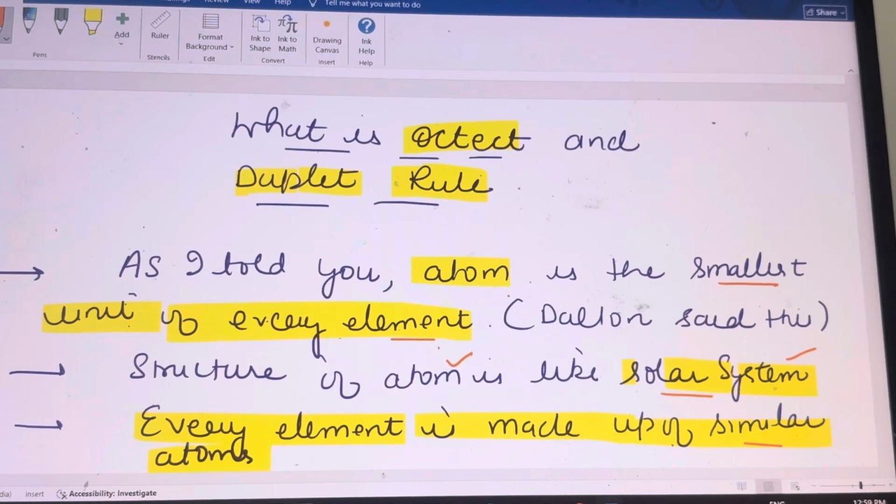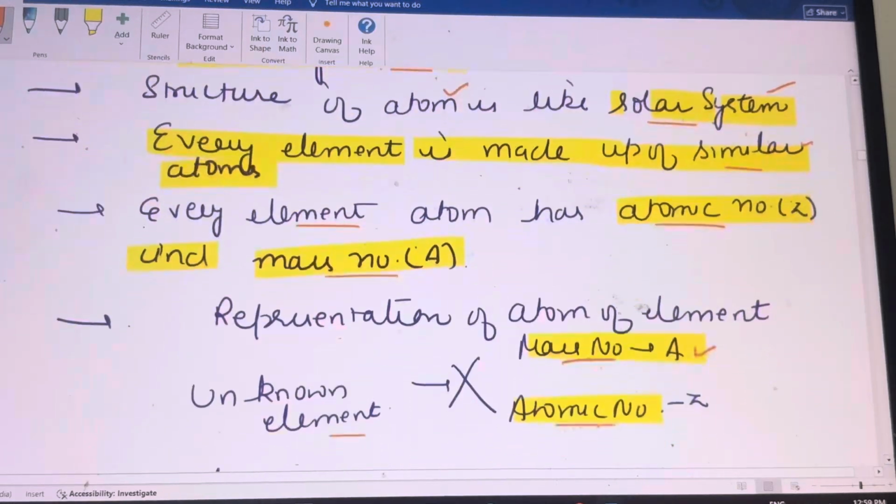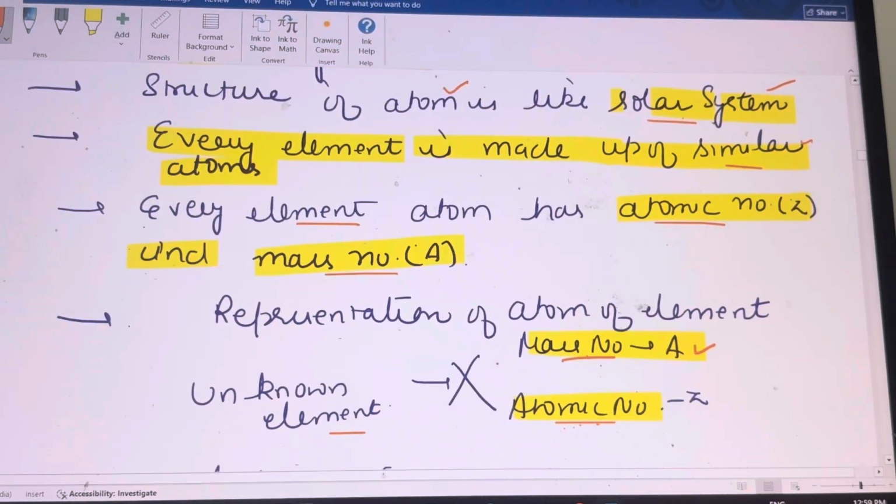Before going to explain this, I am going to talk about atom. Atom is the smallest unit of every element and the structure of the atom is like a solar system. And you know students, every element is made up of similar atoms. If you have to represent any element, every element has an atomic number and a mass number. At the foot we write the atomic number, which is denoted by Z, and the mass number at the top, which is denoted by A.